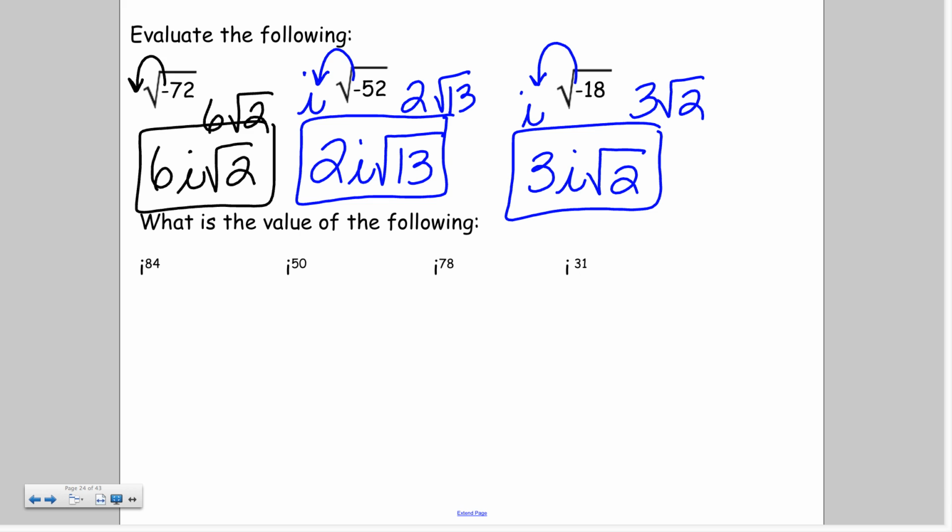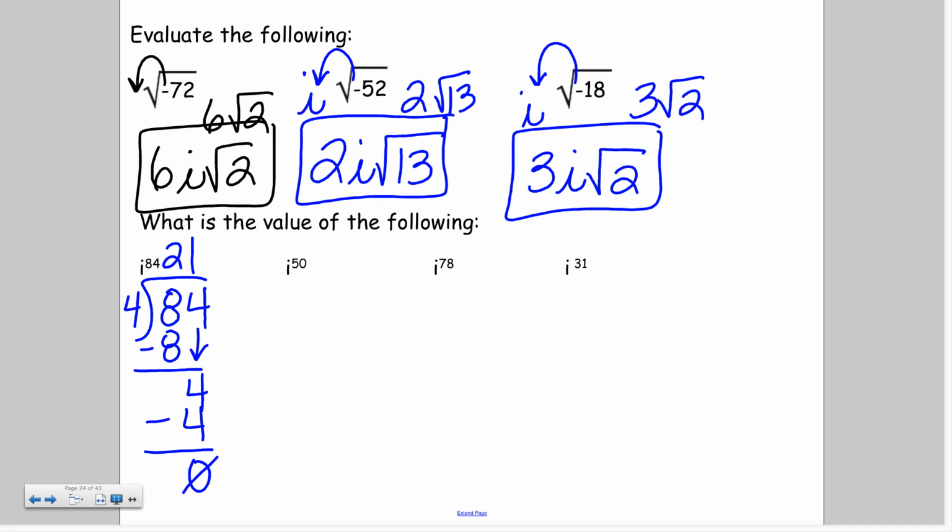i to the 84, so I'm going to take 84 and divide it by 4. Remember these, I can't use my calculator on because I need my remainder. So 4 into 8 can go twice. So minus 8 is 0, and I'll bring down 4. 4 can go into 4 one time, so I don't have a remainder. So when I don't have a remainder, my answer is 1. Alright, I'm going to divide 50 by 4.